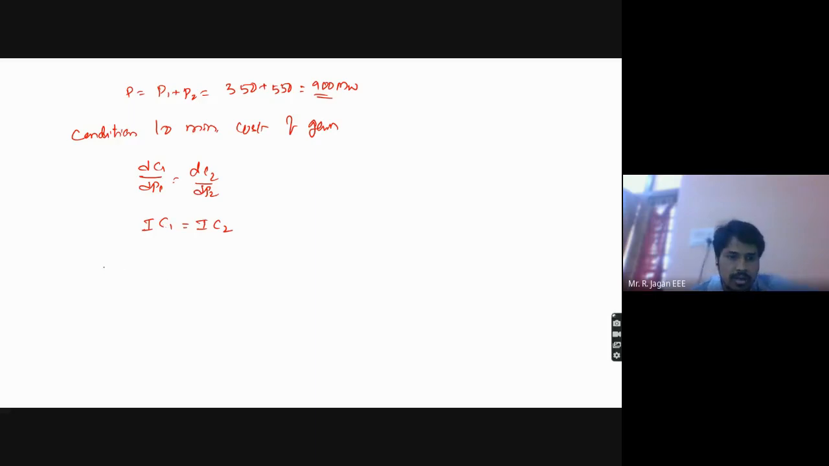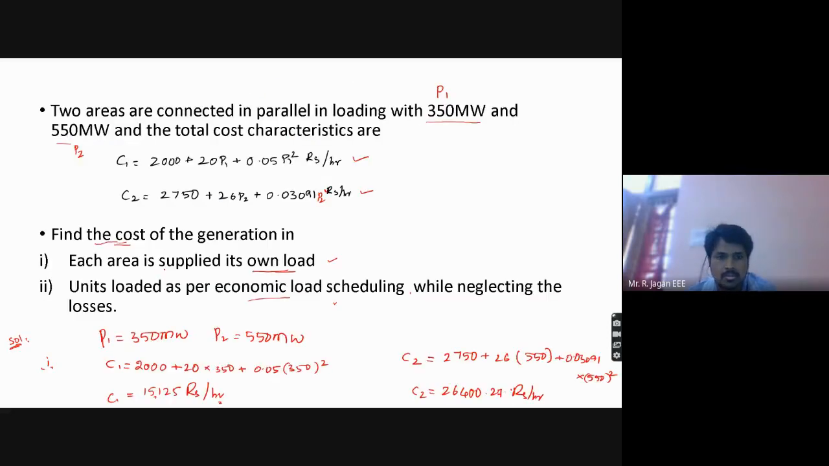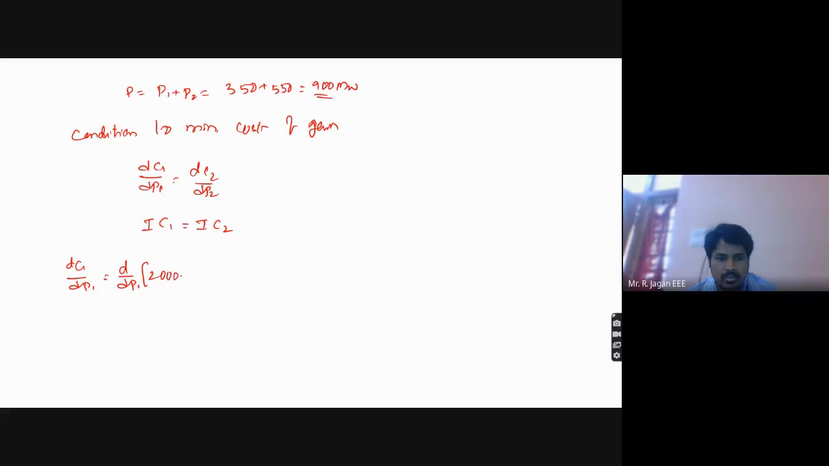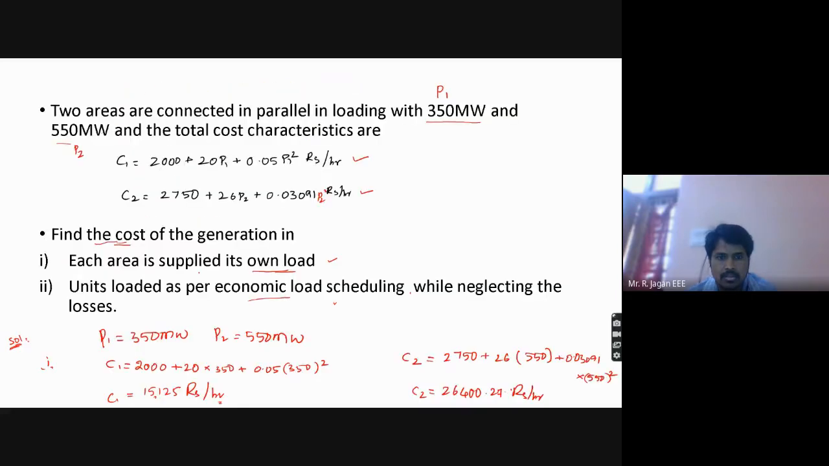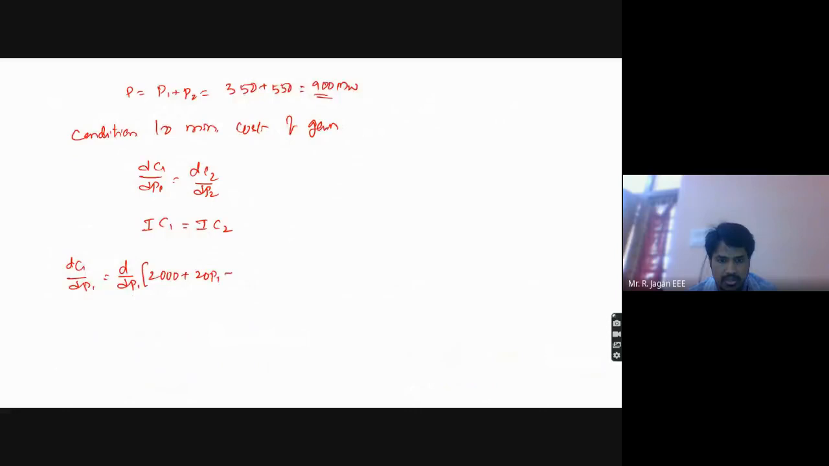So here I am doing differentiation of C1 with respect to P1. You can also do that. Please do it, everyone. C1 has 0.05 P1 square, so dou C1 by dou P1 is 0 plus 20 plus 0.1 P1, correct?